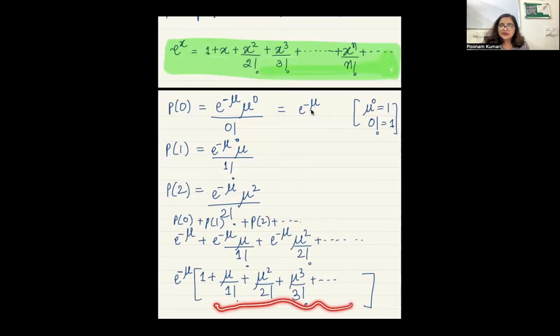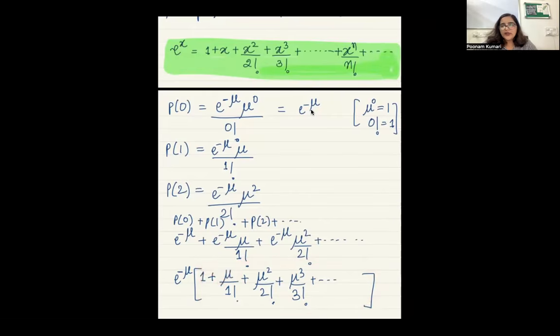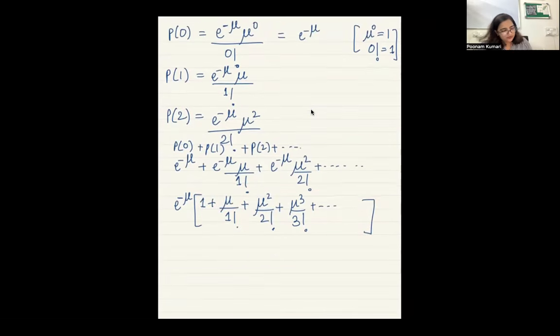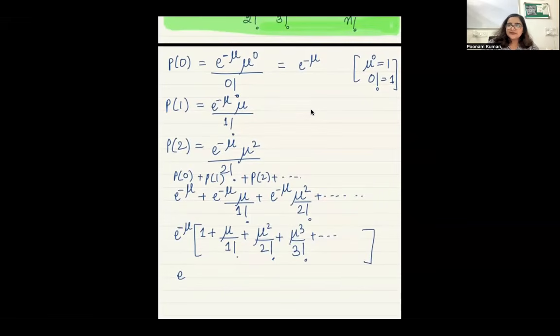They're following the pattern. So what is this inside? If we had x here, it was e power x. Now we have mu here. So what is this entire sum going to be? e power mu, right? Yes or no? Ma'am, but we do not have mu. We have it. Yes, ma'am. Okay. So whatever is inside, that will be e power mu. So outside I have e power minus mu and inside I have e power mu, right?